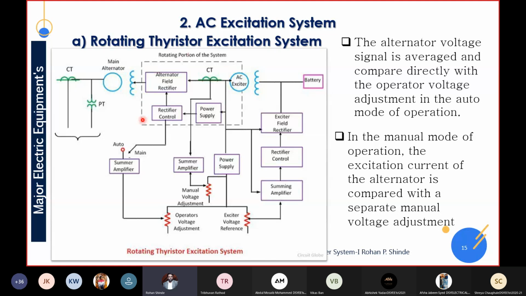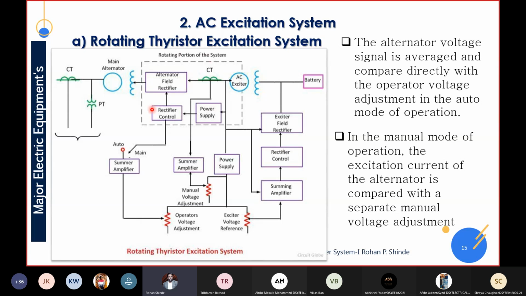See here, these are the rotatory parts. This is the main exciter. The main exciter can be separately excited as well as self-excited. When it is directly connected to the excitation system, then it is self-excited. When it is excited by separate external devices, it is called separately excited. This main exciter is connected to a CTPT, so the CTPT will limit the fault current.